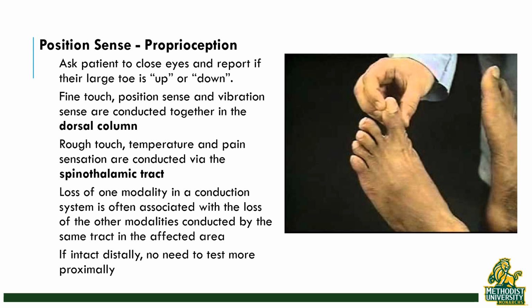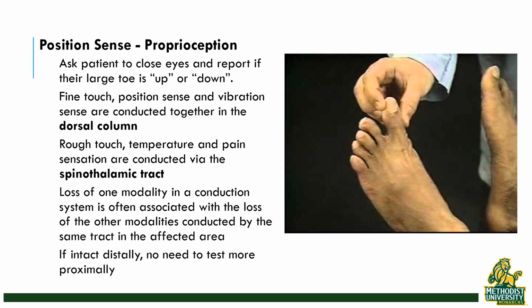For position sense, we have the patient close their eyes, hold a distal digit by its sides, and demonstrate up and down, and then ask the patient, is this up or is this down? One of the reasons that we check these different sensory modalities is when we suspect there's an issue, we are trying to sort out whether there's damage in the dorsal column or the spinothalamic tract.